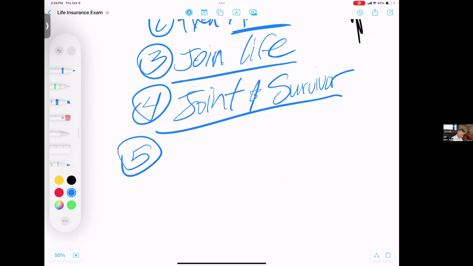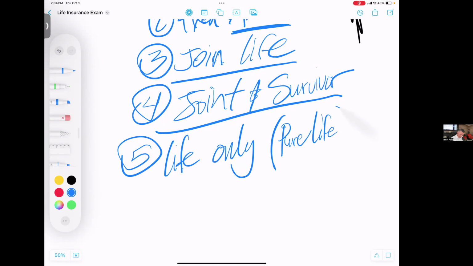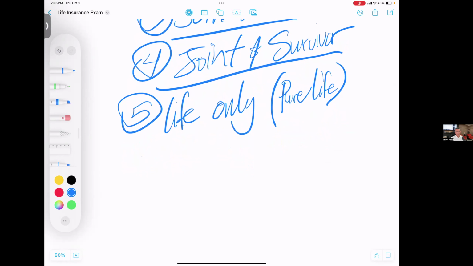Number five, there's a lot of them. Life only, also known as pure life. Pure life settlement option. That means give me money until I die. I don't care what happens after that. Just pay me while I'm alive. And when I die, that's it. You could do whatever you want with it. What if the insurance company runs out of money? Does it still pay? Yes. It pays even if there's no more money left over. That's why people like that one, because it also gives the biggest payment out of all of them.